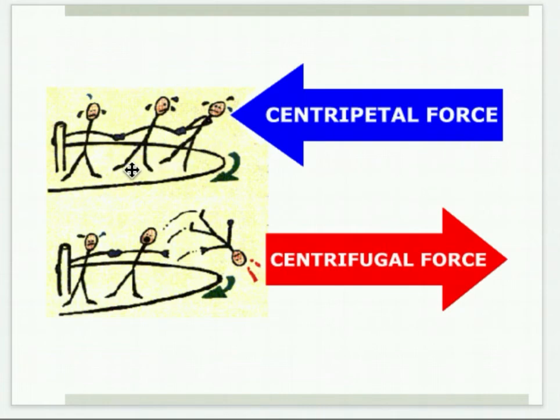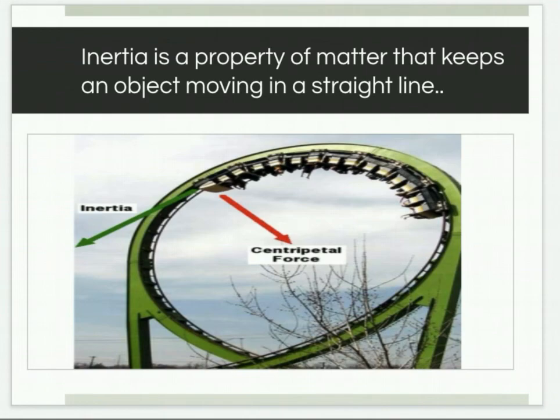So centripetal force is an inward motion and it keeps things going in a circle, whereas centrifugal force is inertia's effect, where if you let go of the object, it's going to go flying out because it wants to keep moving in the direction that it was going. Again, inertia is a property of matter that keeps an object moving in a straight line. Inertia says an object in motion is going to remain in motion unless acted on by an outside force.